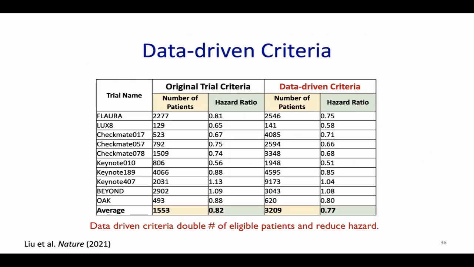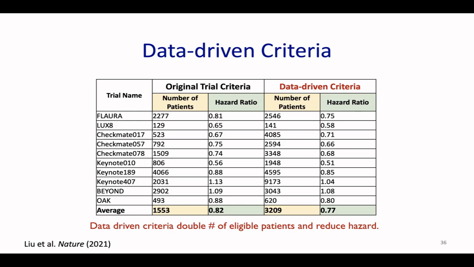And we can also give a very quick recommendation. We can give clinicians one recommendation of all the criteria with negative Shapley value. That is, all the rules which, if you include them, tend to reduce your hazards. So we call it data-driven criteria.